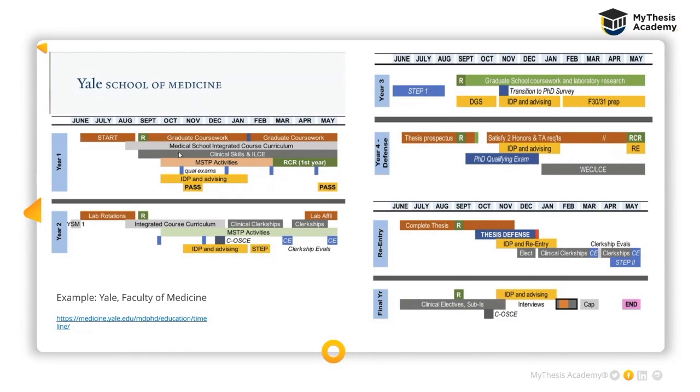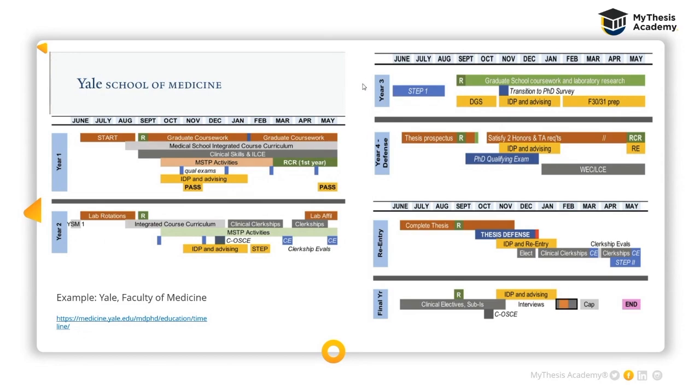Then you have all the graduate coursework. So the coursework is basically what you have in the 1st year, and also some specific skills. As we are in the Faculty of Medicine, we also have the clinical skills, for example. Then you pass to the 2nd year. Then you have your integrated course curriculum, and you have the lab rotation. So this is practical stuff.